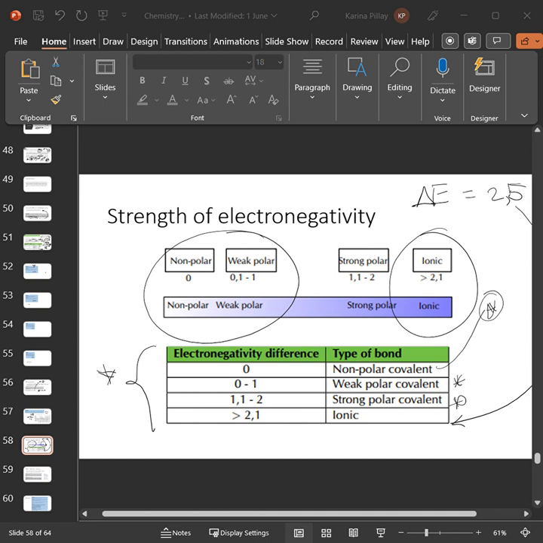So how do we figure this out? One way is to calculate your change in electronegativity. If you get a 0, you know that's going to be a nonpolar bond. A weak covalent bond is between the range of 0 and 1. If you get a number between 1.1 and 2, that is usually a covalent bond. Anything greater than 2.1 is considered to be ionic. So if you ask what type of bond you have, calculate the electronegativity, and then use this table, which you need to memorize, to answer: is it nonpolar, is it covalent, or is it ionic?